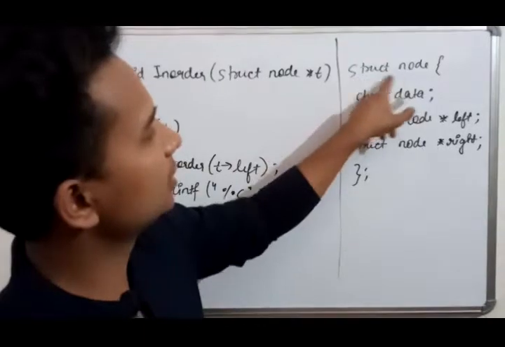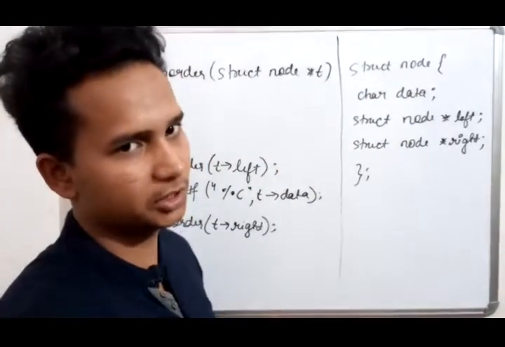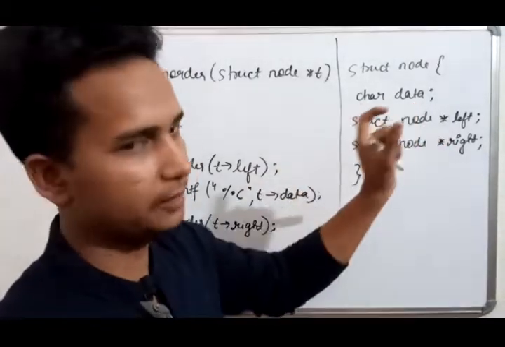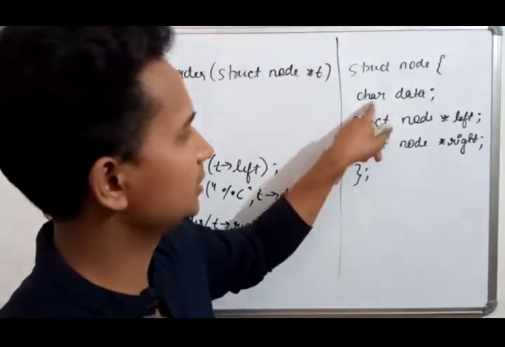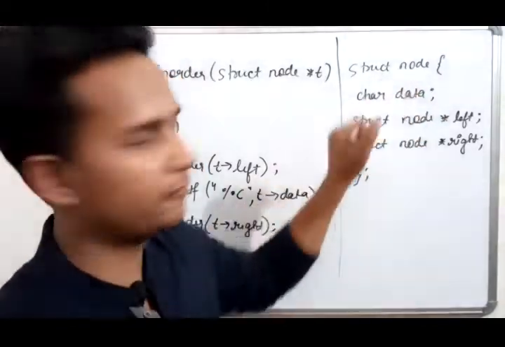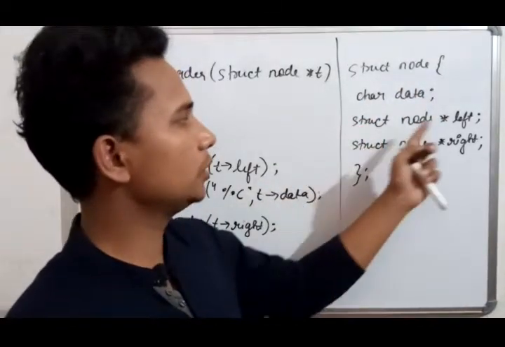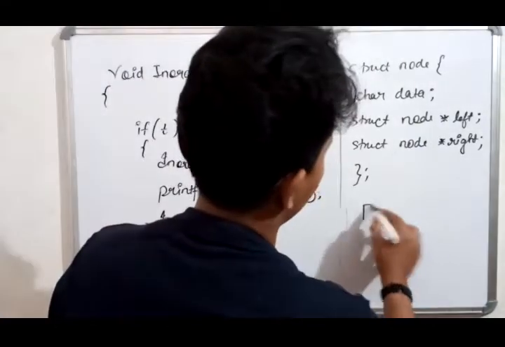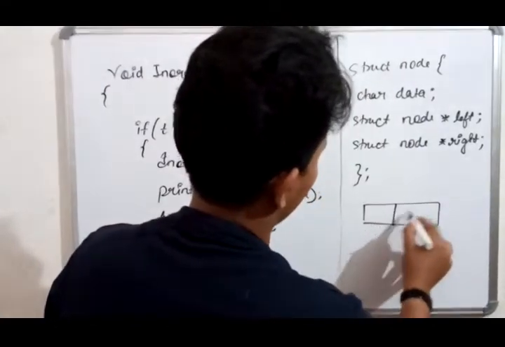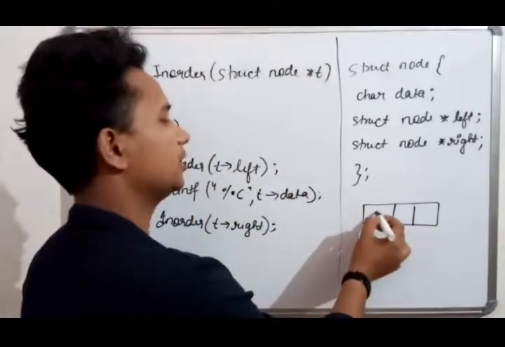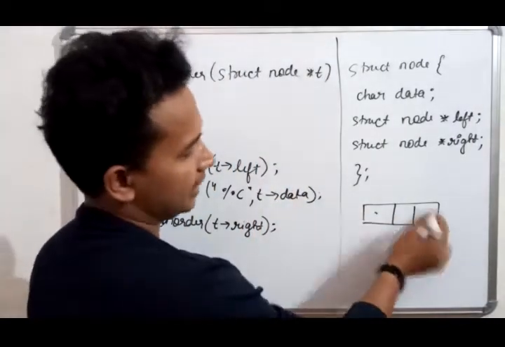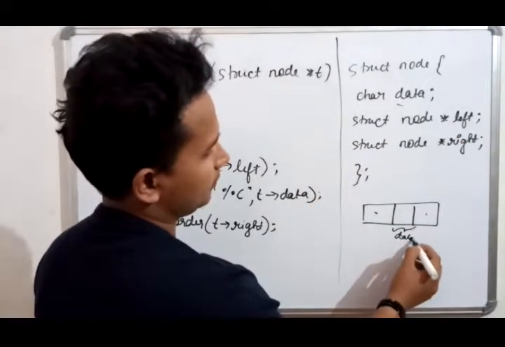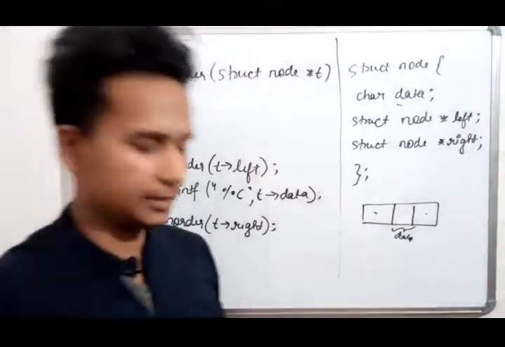So this is struct node. Actually we are making a structure, that is node, in which we are having a character variable, that is char data. Data is the name of the variable, and we are having two self-referential pointers. So it is like this, in which there are two pointers, left and right, and data, and it will store the value as a character.